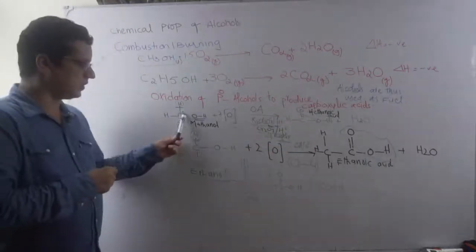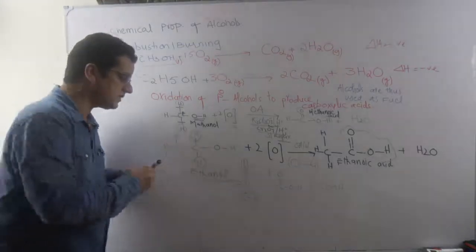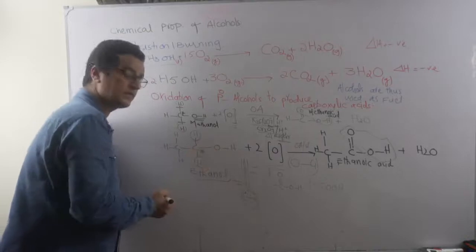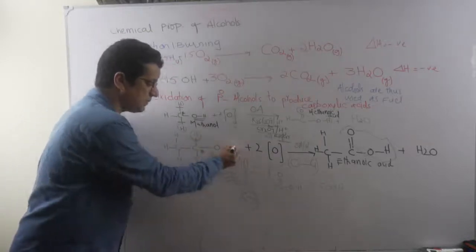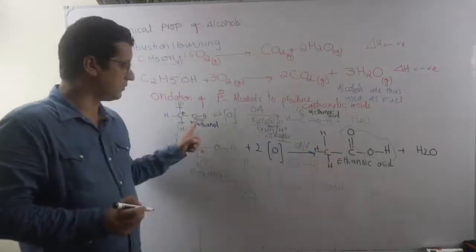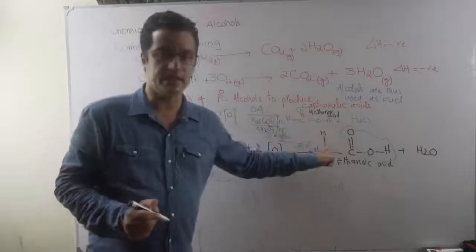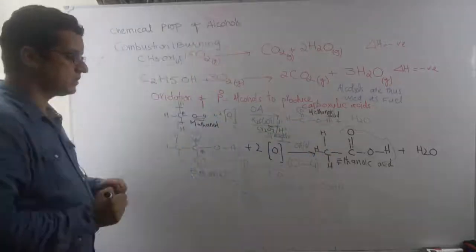Notice the equation: for alcohols you write primary alcohol. And notice that these 2 hydrogens attached to the terminal carbon, which is attached with the functional group, are gone and replaced by oxygen in a double bond. So the group changes from CH2OH to COOH, alcohol to carboxylic acid. So you are able to produce carboxylic acid.